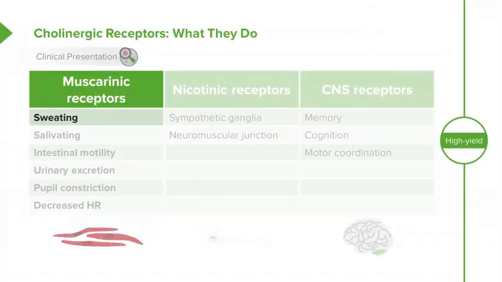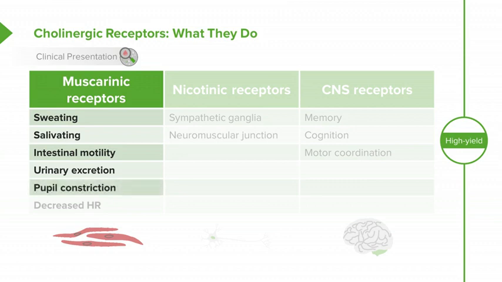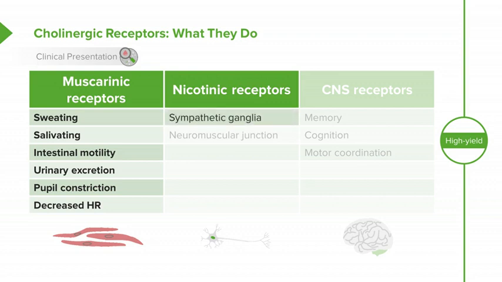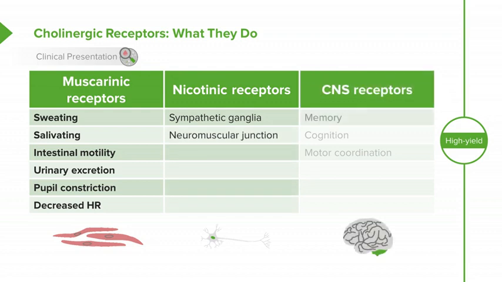Okay, the muscarinic receptors are responsible for sweating, salivating, intestinal motility, urinary excretion, pupillary constriction, and decreased heart rate. The nicotinic receptors are responsible for the sympathetic ganglia and the neuromuscular junction, and the CNS receptors are responsible for memory, cognition, and of course motor coordination. So we have to remember that all of these receptors can be affected in an anticholinergic response.